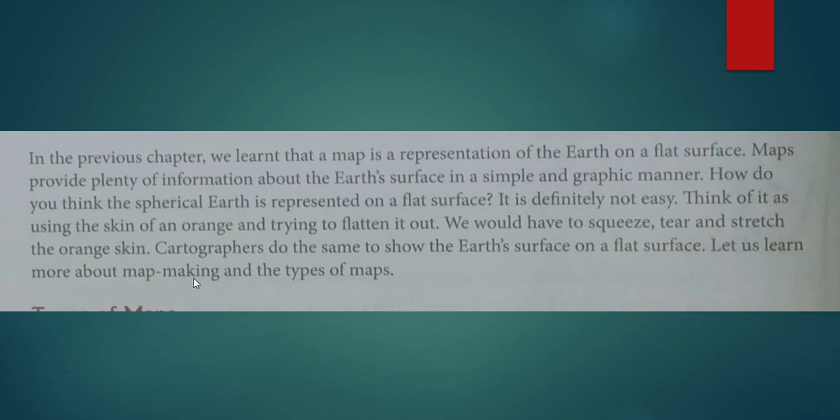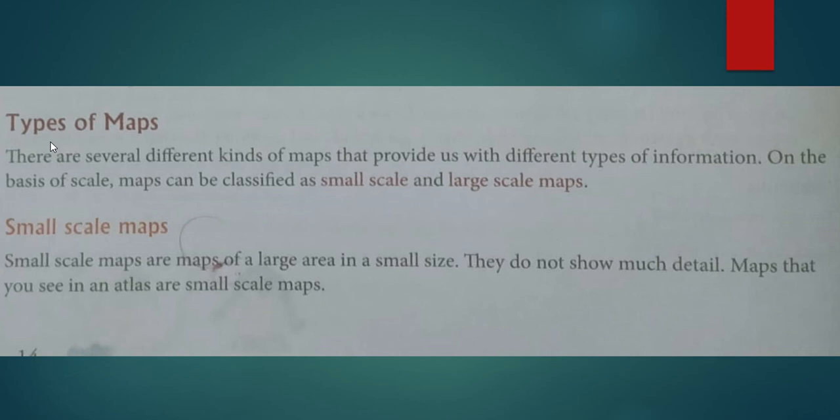Let us learn more about maps and the types of maps. As we have already done the lesson, you must have an idea about maps. Cartographers are the people who make maps. So a map is the flat representation of Earth. In the next picture, it is written about types of maps. Maps can be classified into two different types. The first one is small scale map, and the next one is large scale map.